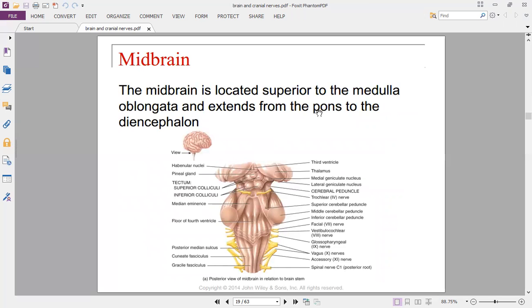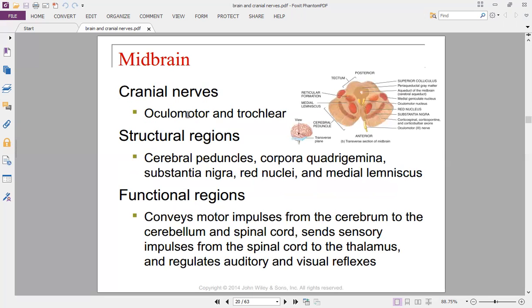The midbrain is located superior to the pons and extends from the pons to the diencephalon. Cranial nerves that pass from here are basically the oculomotor and trochlear nerves. Structural regions include cerebral peduncles, corpora quadrigemina, substantia nigra, red nuclei, and medial lemniscus. The functional regions transmit information and impulses from the cerebrum to the cerebellum and spinal cord, send sensory information to the spinal cord and to the thalamus, and regulate auditory and visual reflexes.